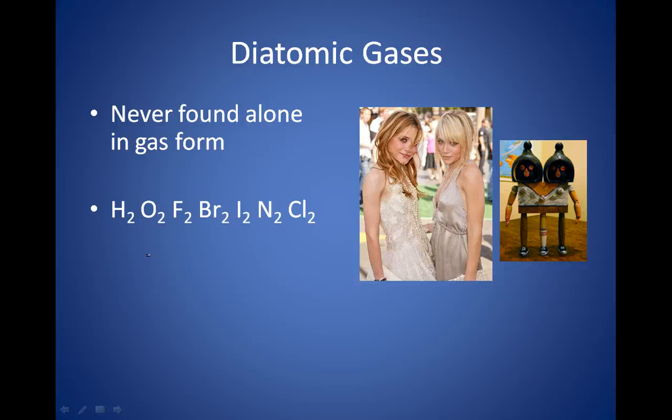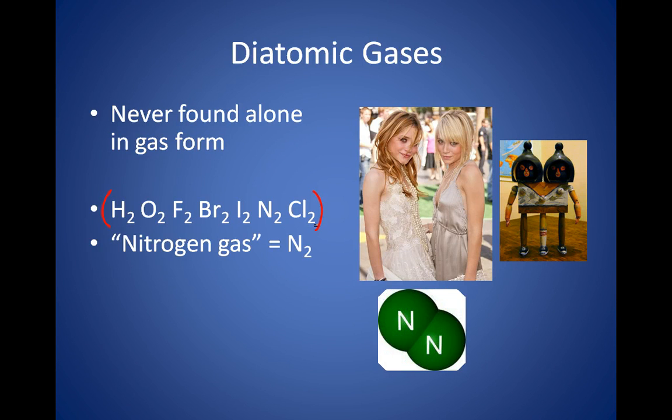And we call those the Hofbrinkels. That's a mnemonic device to help you remember which 7 gases do this. So for example, if we had nitrogen gas, we would automatically know that the formula for that is N2, and it would look something like this: 2 nitrogen atoms stuck together.